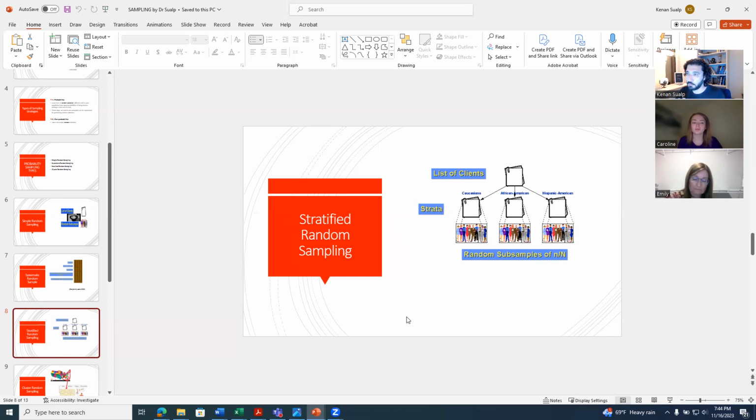That's important because that makes it a probability type of sampling. Okay, so why is this important? Sometimes you need a valid representation of a population, right?